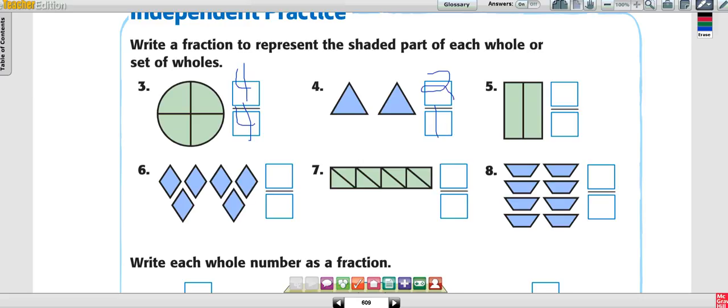So look at number 5. Are we talking about sets of holes or just a hole? Just a hole. How many are each section? 2. Okay, and then 2 are shaded in.